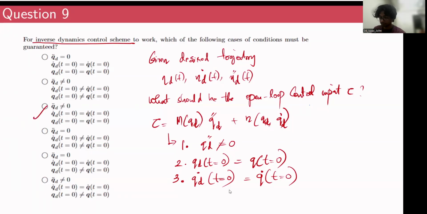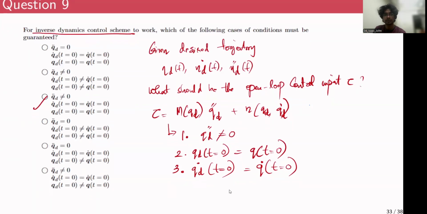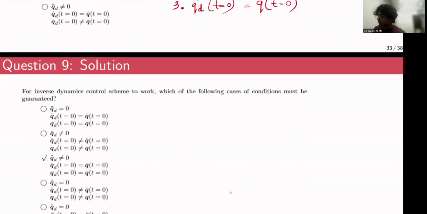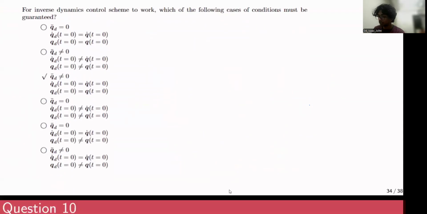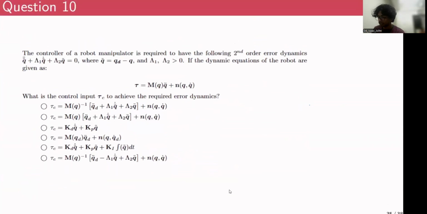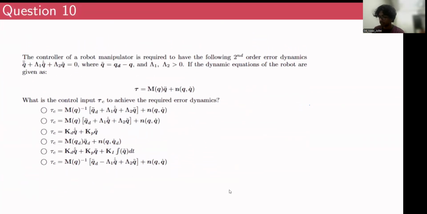Yes, option C. Now, moving on to the second last question for this session.